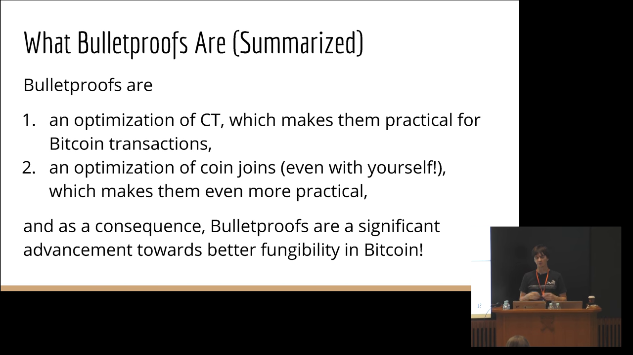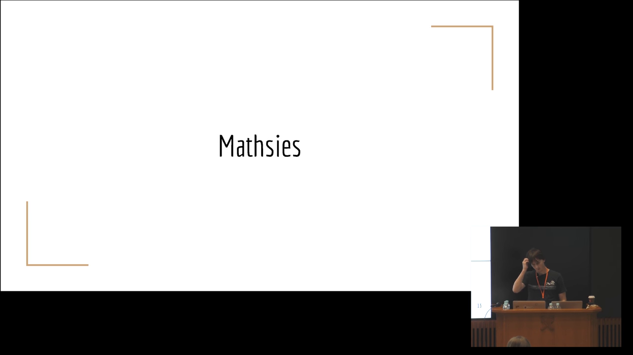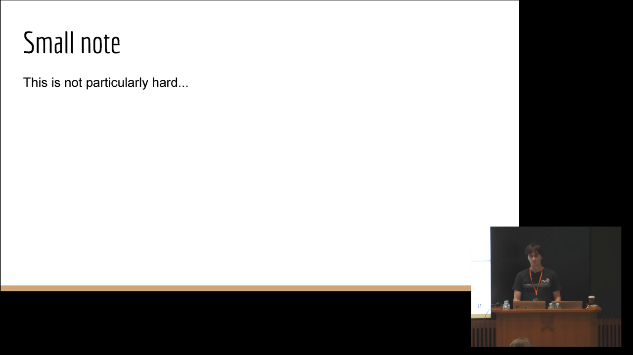And so bulletproofs are a significant advancement towards better fungibility in Bitcoin and privacy and a bunch of things. So generally everyone is excited about this. So that's why they are being talked about so often. So before we get into the bottom part, we're going to go even further and go down to the cellar of the bottom part and talk about some math. Before that though, a small note, this is actually not hard.